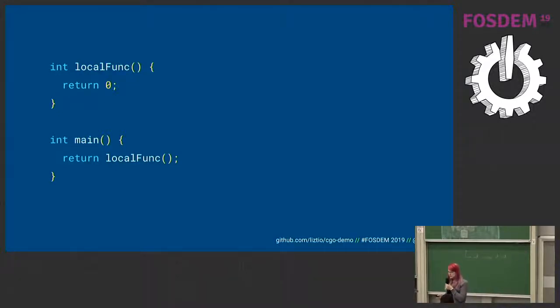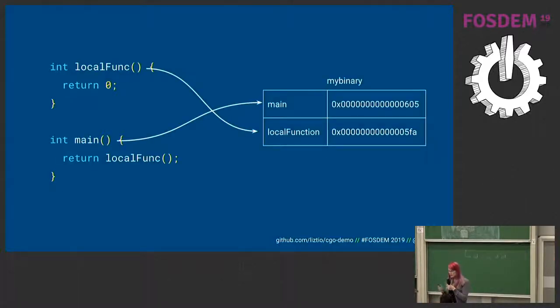So here is a pretty simple C program. I'm not doing anything dynamic yet. When I compile this, it's going to turn into a bunch of objects in memory that look something like this. So main gets stored at a specific address, local function gets stored at a specific address, and then they can call each other just fine.